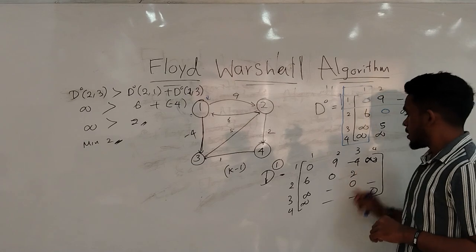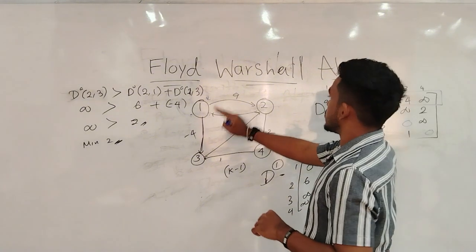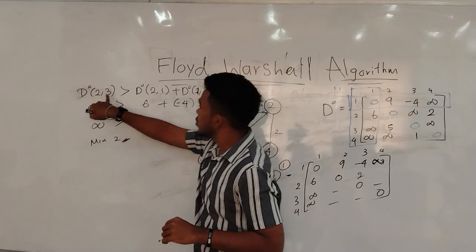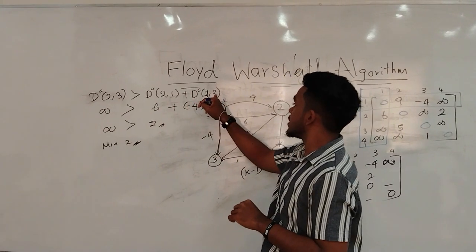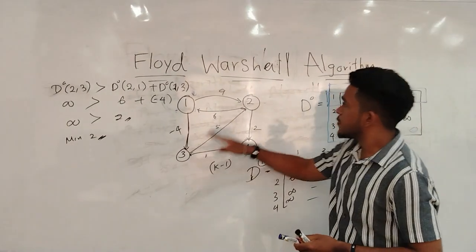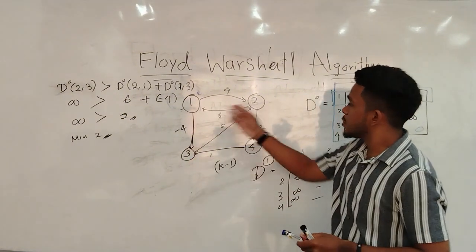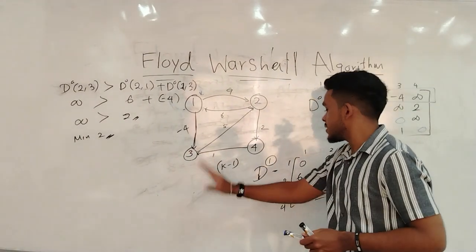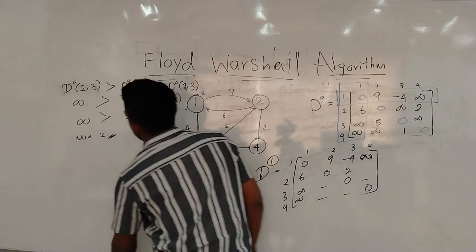Then we find the shortest distance from 2 to 4 through vertex 1. That's why we always mark this from path 2 to 3: from 2 to 1 and 1 to 3. The path goes from 2 to 3 through 2 to 1 and 1 to 3, so we are using 1 as the intermediary vertex between the path. Next we are finding 2 to 4.